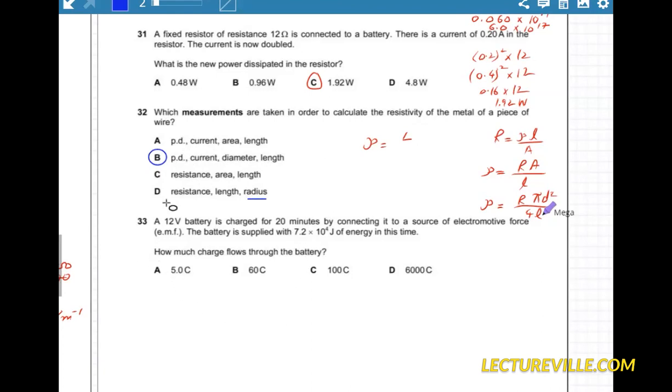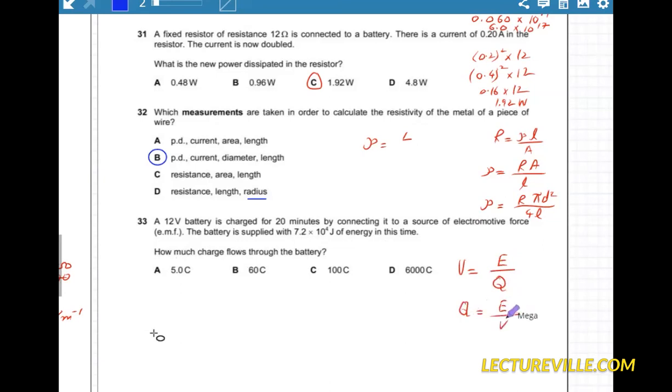Now, 33. A 12-volt battery is charged for 20 minutes by connecting it to the source of electromotive force. The battery is supplied with this joule of energy in this time. How much charge flows through the battery? Now, the formula is potential difference equals energy divided by charge. So, charge will be energy divided by voltage.